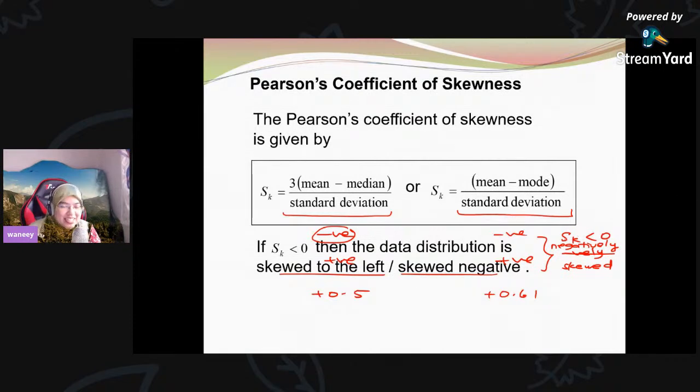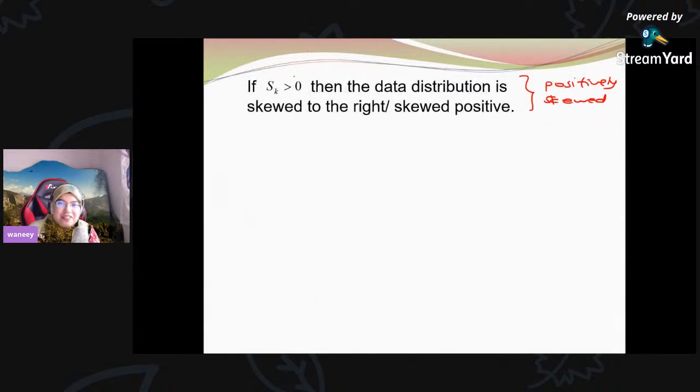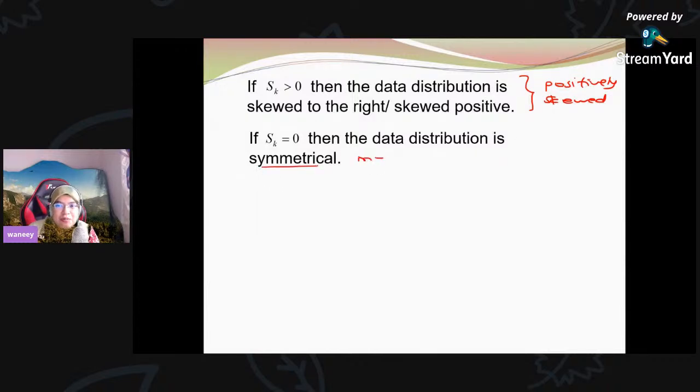If SK is less than 0, this is negatively skewed. If SK is greater than 0, this is positively skewed. If SK is equal to 0, then this is called symmetrical, or you can see that your mean is equal to the mode and this is equal to your median. So that is why we call them symmetrical.